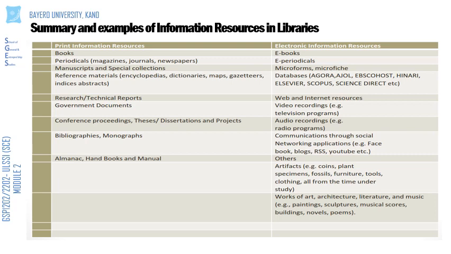The other type of information resources is in the electronic format. These are resources that appear in electronic format like e-books, e-periodicals, microfilm, and microfiche. These are information resources that need the support of other electronic gadgets to be able to access information from them. We have databases like AGORA, AGILE, EBSCOhost, HINARI, and whatsoever. We also have the web and internet resources.